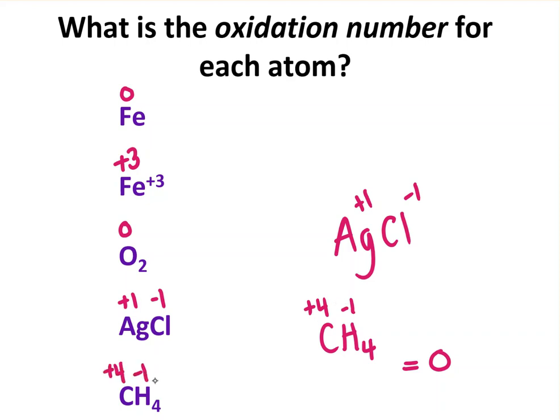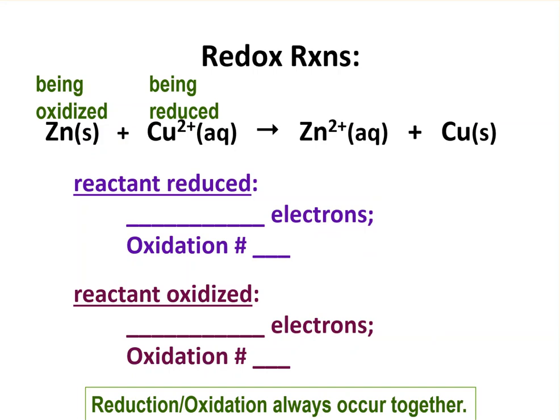Now I showed you that just so that you know that that does occur. We are not going to do any of these in class like this. We're going to stick to the ones that are ions or neutral, like so. Let's look at how this works in a chemical reaction.